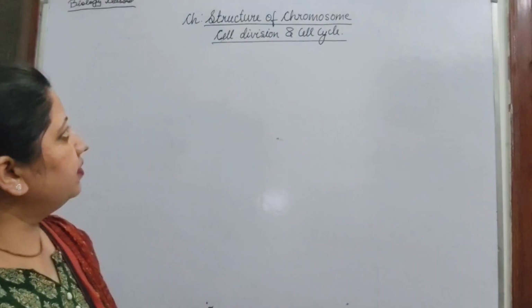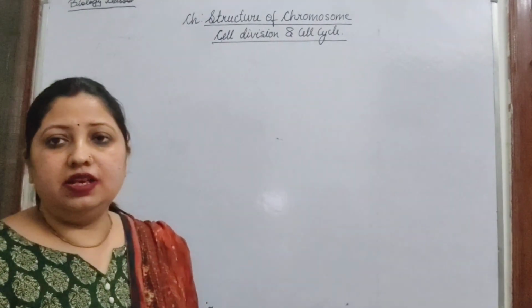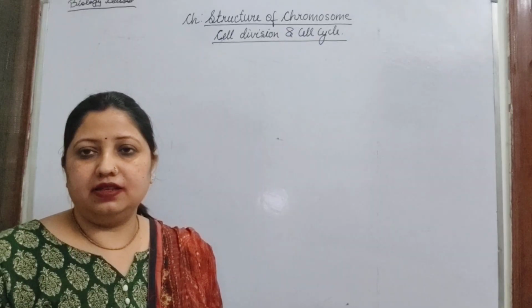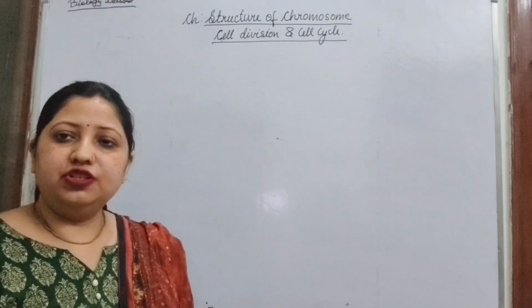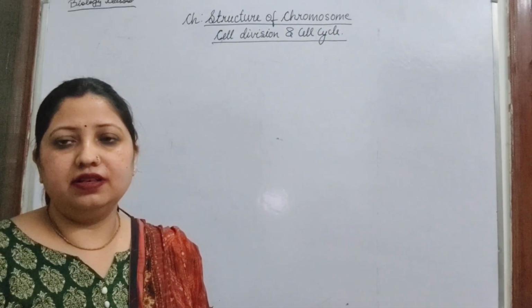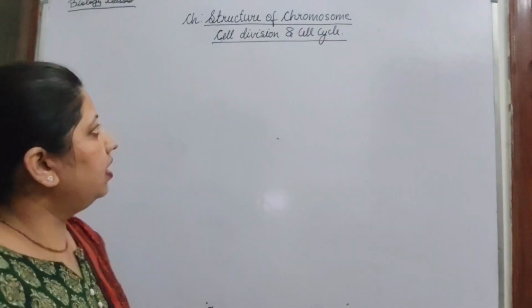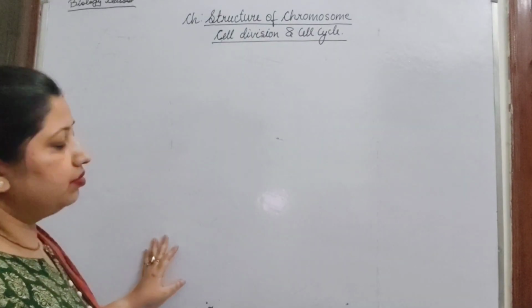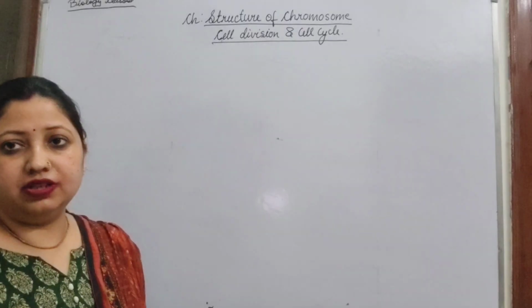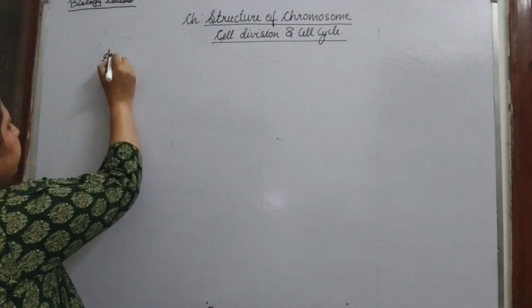Now, in the sequence of the structure of chromosome, cell cycle and cell division. In the previous class, we discussed the different changes in the cell during the interphase, prophase, and metaphase. In continuation of that, now we are going to discuss the changes during the anaphase. So let's start with the anaphase.